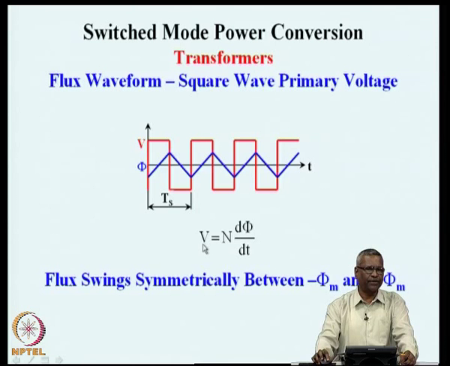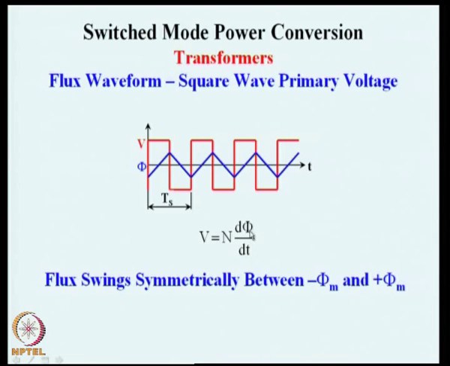The relationship between the flux and the voltage is V equals N d phi by dt, or we can say that flux is the integral of voltage divided by the number of turns. If you want to get flux from this equation, this has to be integrated on both sides. So, we might say that the flux in the core will be an integral of the voltage to some scale, the scaling factor being the number of turns.